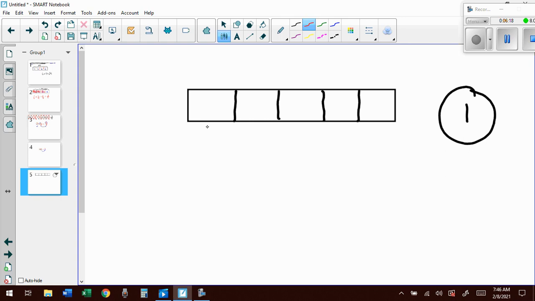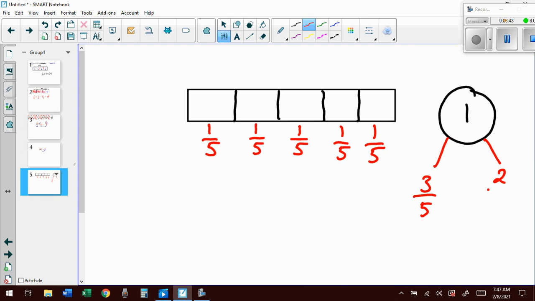We have 1/5, 1/5, 1/5, 1/5, 1/5. And there's a couple of different ways that I can get to 5, because total here we have 5/5. So I can either do 3/5 and 2/5. 1, 2, 3 plus 1, 2.